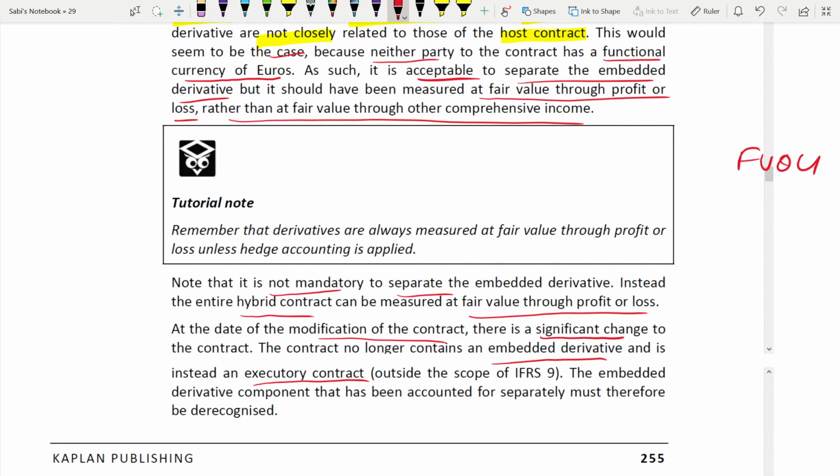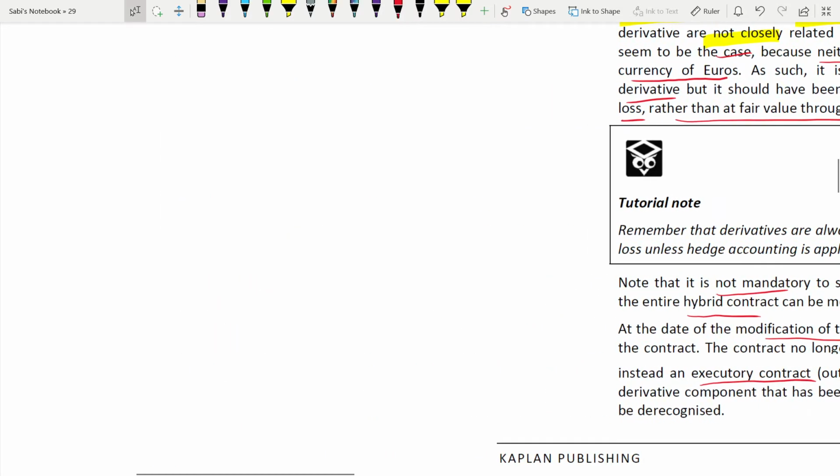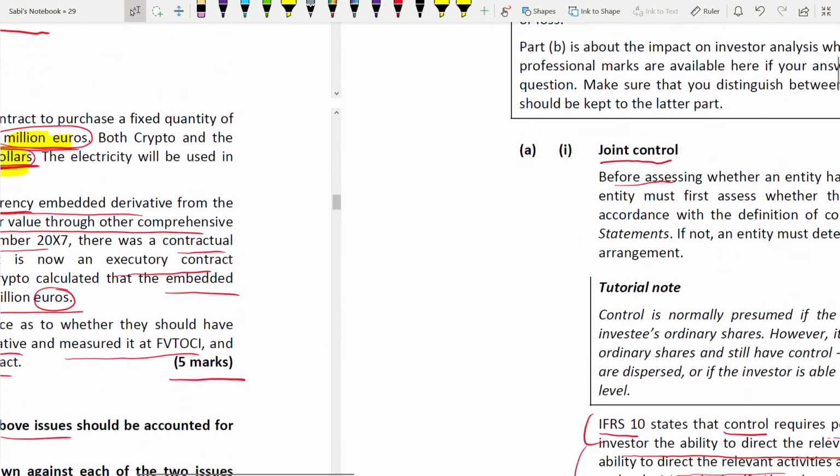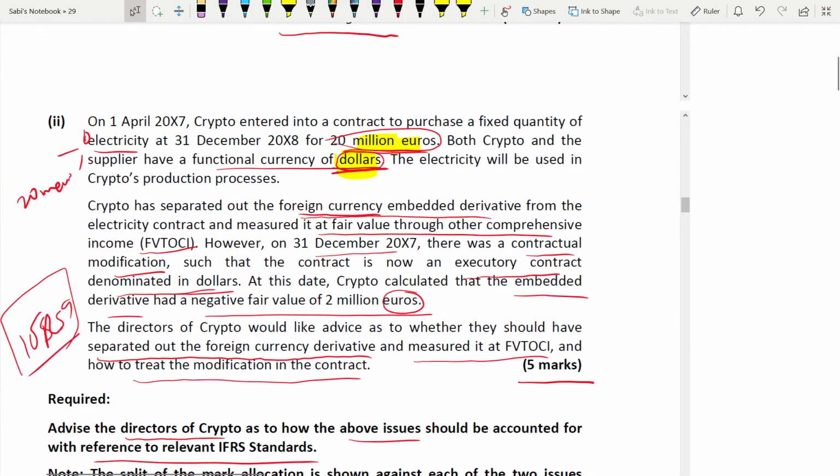Let us read the scenario once again, where they say that the electricity is no longer there. Let me highlight it. The contract is now an executory contract denominated in what? Dollar. So now you see the functional currency is dollar, and the contract is also in dollar. And no more embedded derivative.